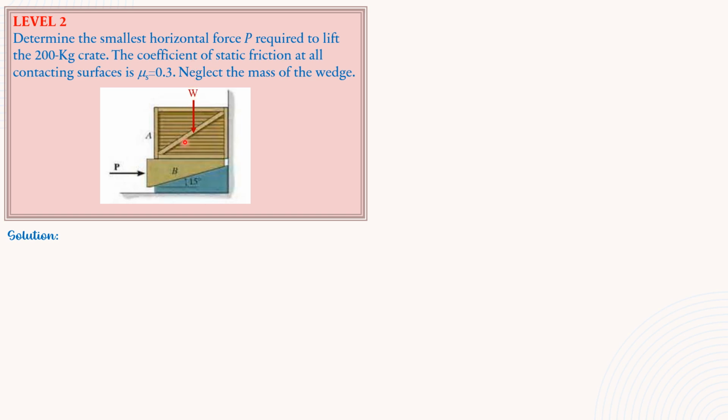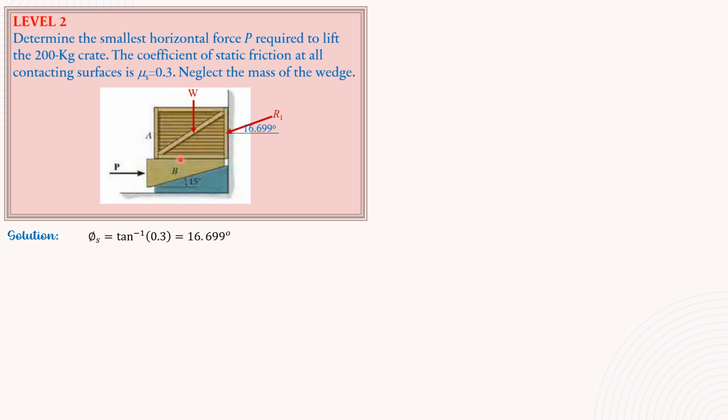So weight, then the reaction here would be down to the left because the condition is we have the smallest horizontal force P required to lift the 200 kilogram crate. So if movement of the 200 kilogram crate is impending upward, friction is downward. Therefore reaction should be down to the left at an angle of phi sub s. Phi sub s is arctan of 0.3, and it is 16.699 degrees. So that's why R1 makes an angle of 16.699 degrees with horizontal.